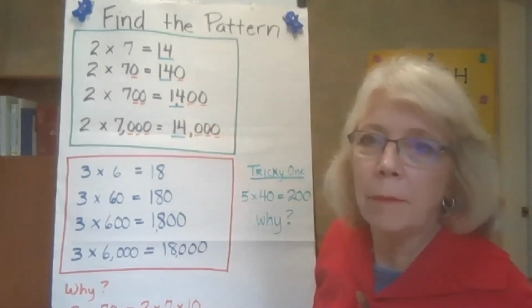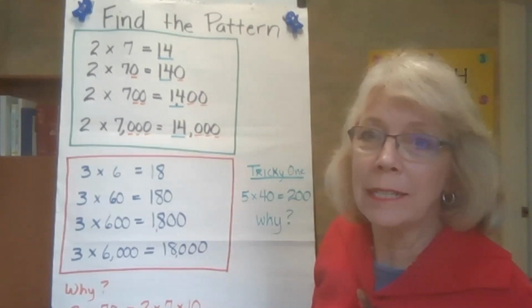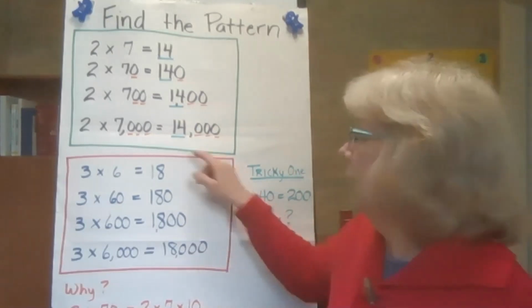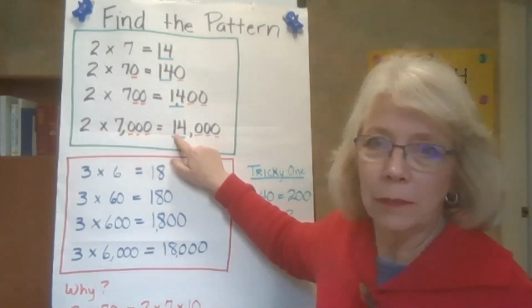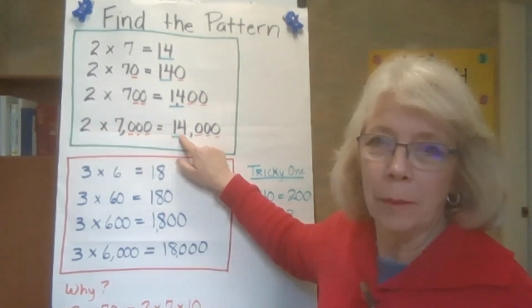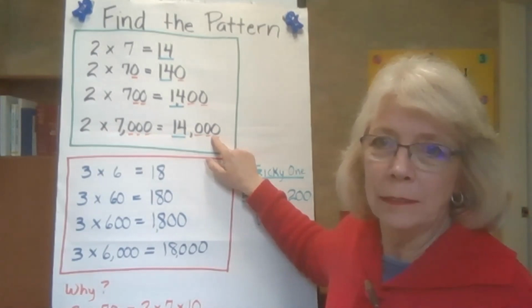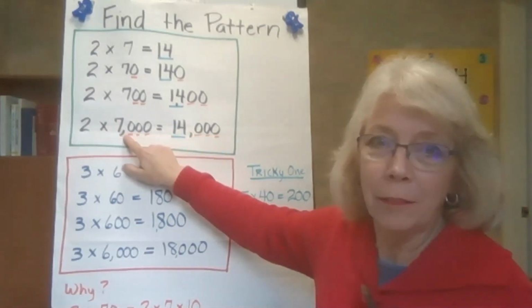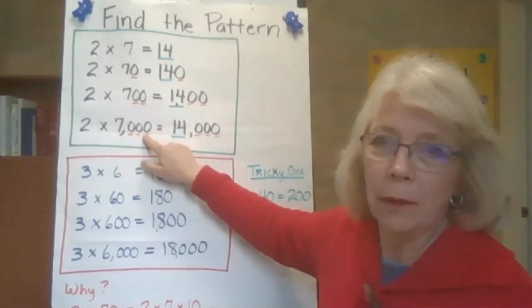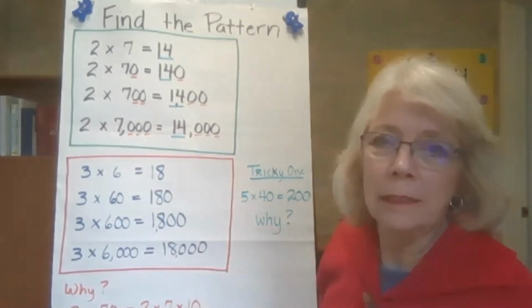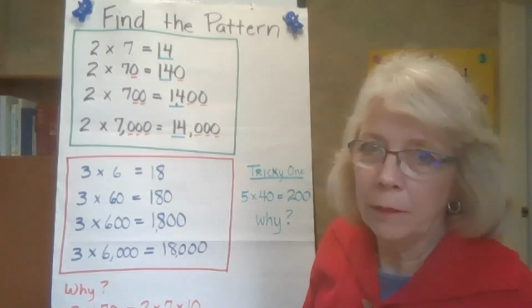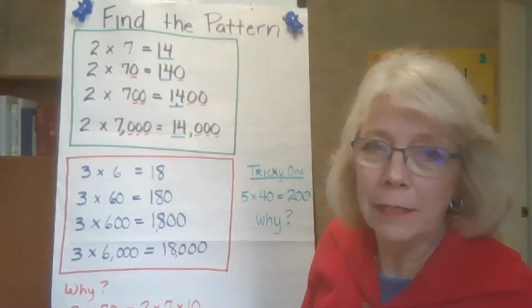So on my last one, I have 2 times 7,000. Again, 2 times 7 equals my 14, and I pick up 1, 2, 3 zeros from the 3 zeros that were part of the 7,000. The same is true with this next example. Feel free to pause the video if that's helpful.